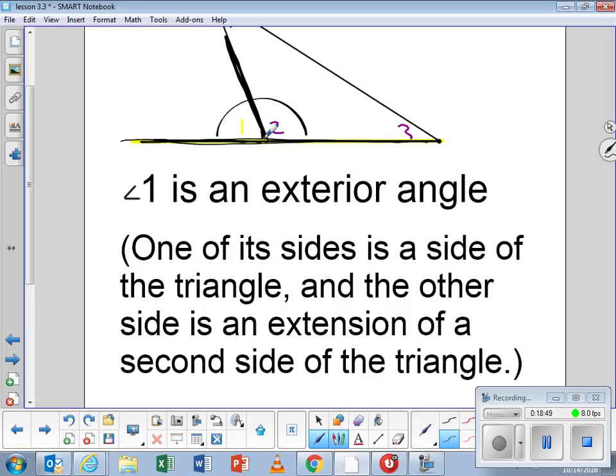And so it's got two components. One of them is sharing a side of a triangle, and the other one is sharing an extension of a side of the triangle. That's going to become important next Monday when we start working on homework on this. You're going to ask me questions, and I'm going to say, wait a minute now, what is an exterior angle? What are the two components? One that shares a side of the triangle, and the other that shares an extension of another side of the triangle.